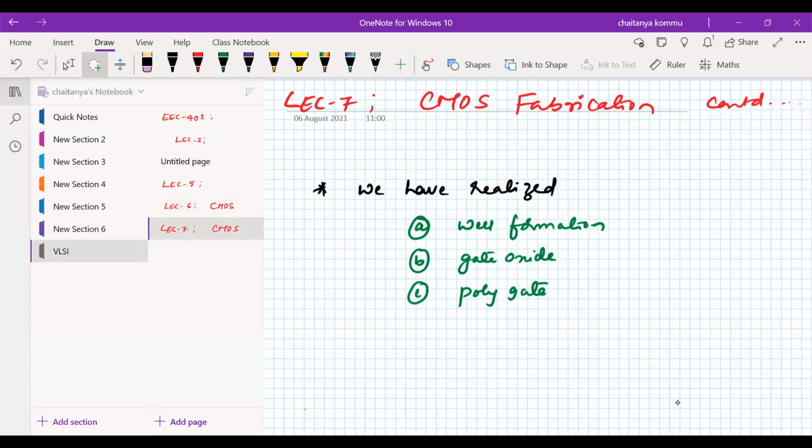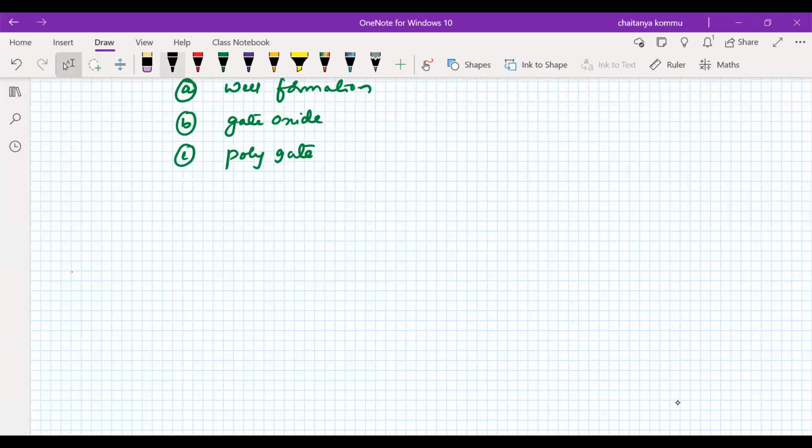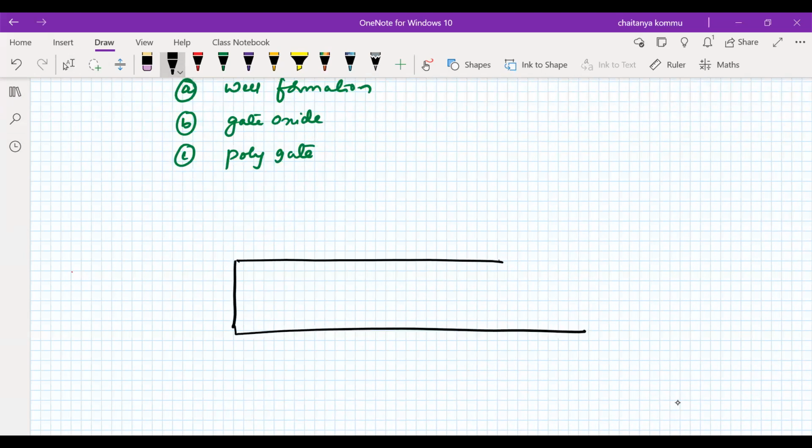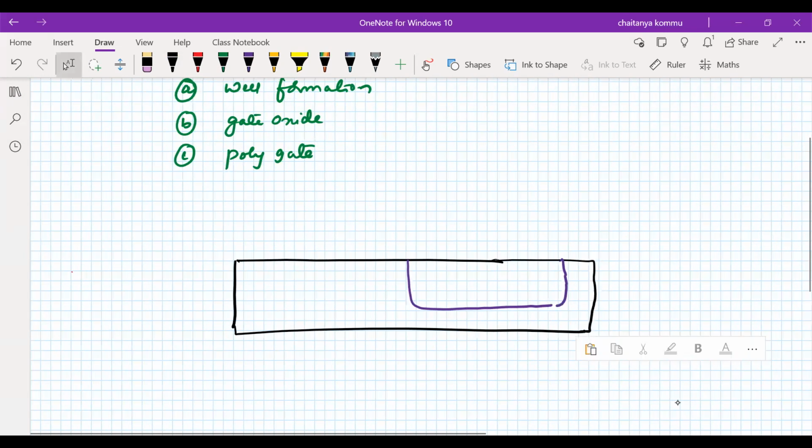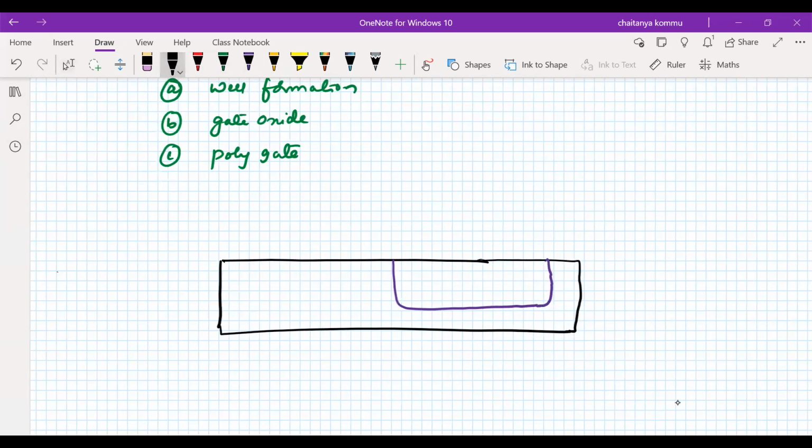I will write that. This is my substrate. There I have formed a well. What is this well? It is actually an N well that we have considered. It is a P substrate, and this is the N well that we have used.